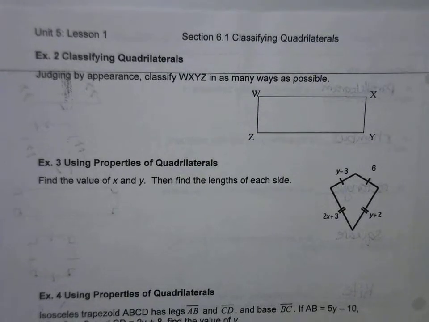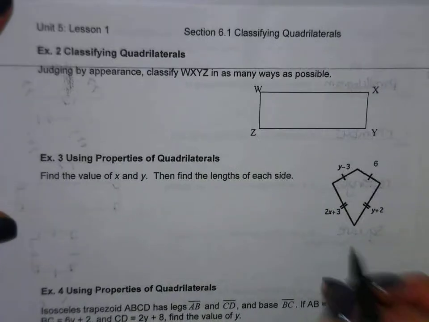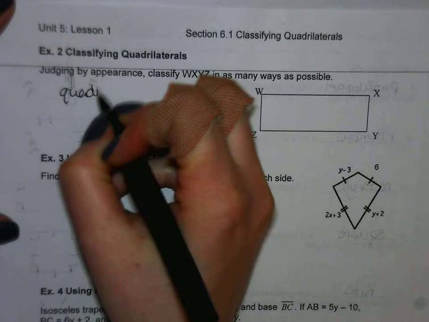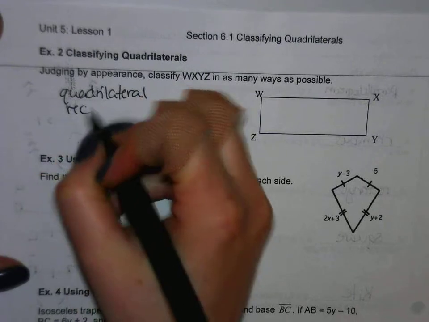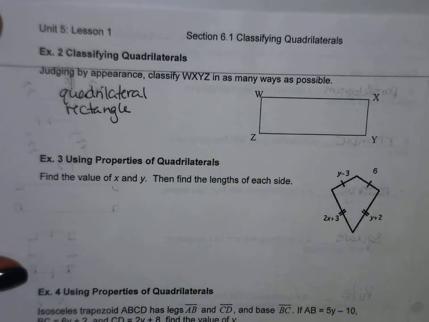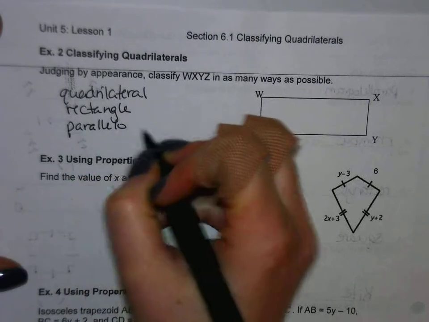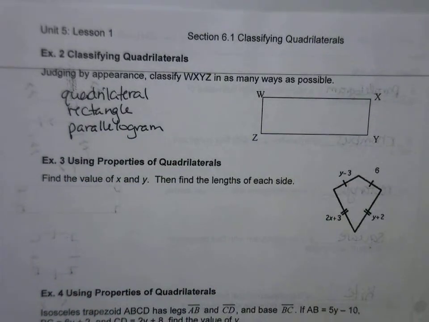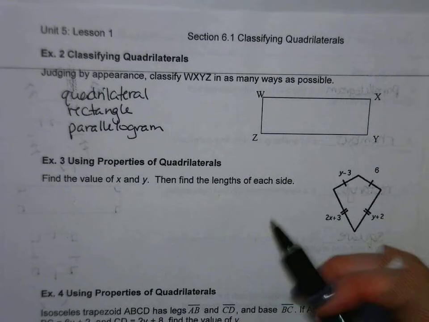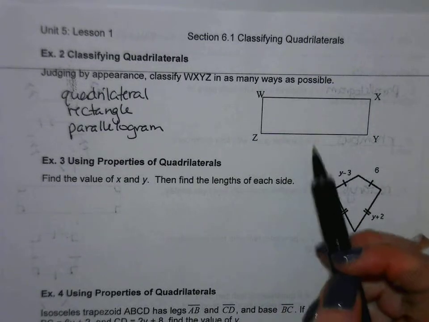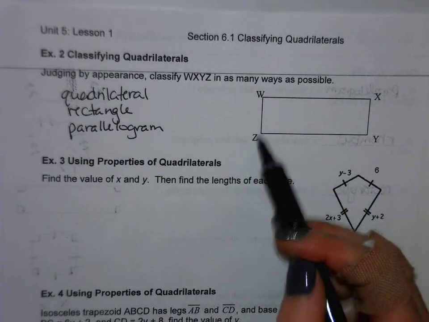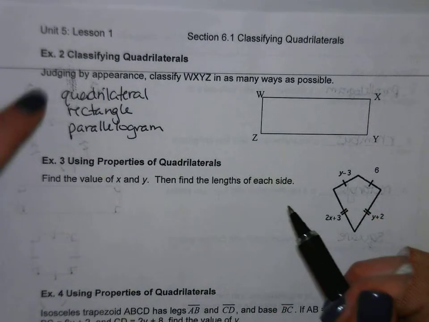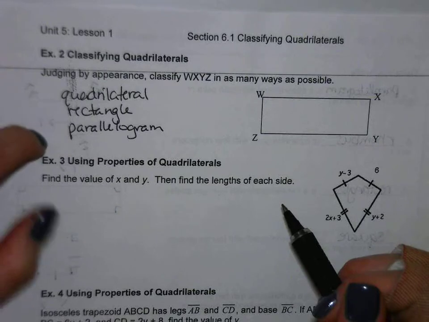We are going to look at this and classify our quadrilateral, and we're going to judge by its appearance. So let's take a look. Judging by appearance, we know it's a quadrilateral because it has four sides. Looks like it could be a rectangle. Parallelogram. Doesn't look like it could be a square because these sides look longer than the other two. So that means it can't be a rhombus. Since it looks like there's two sets of parallel sides, it's not a trapezoid. And since adjacent sides are not congruent, it can't be a kite either. So it looks like it could be a quadrilateral, a rectangle, or a parallelogram.